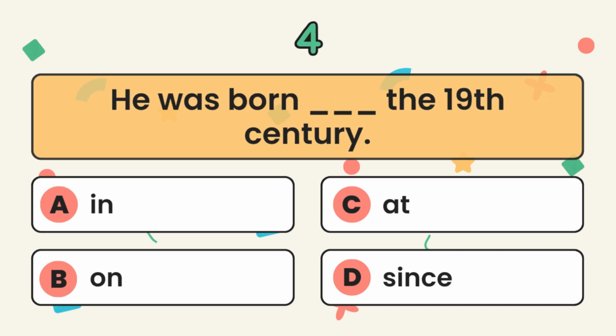For number 4, he was born blank the 19th century. So the correct answer here is the word in. Just like what I've discussed earlier for the preposition of time, we will use the word in a sentence when it describes, kapag tinutukoy niya yung year or century ng isang sentence. So he was born in the 19th century. So in is the correct answer in sentence number 4.